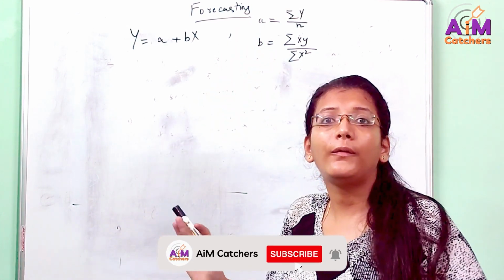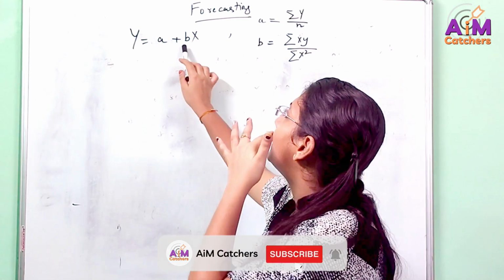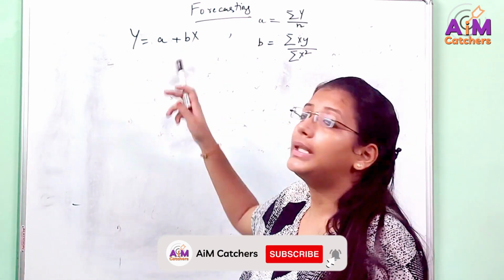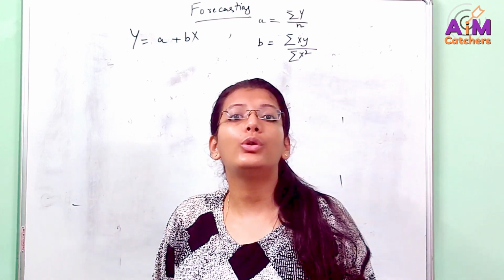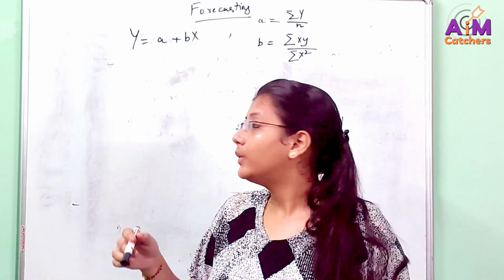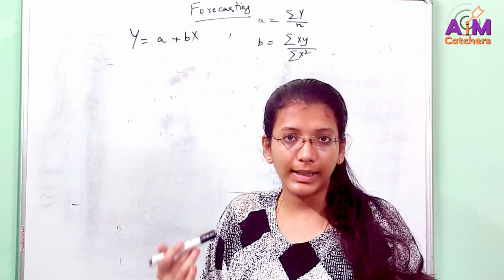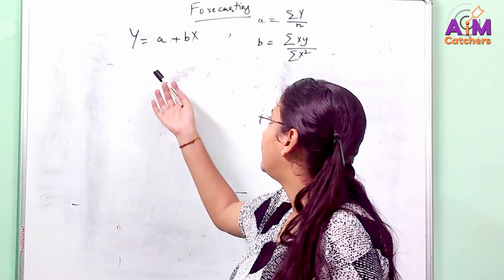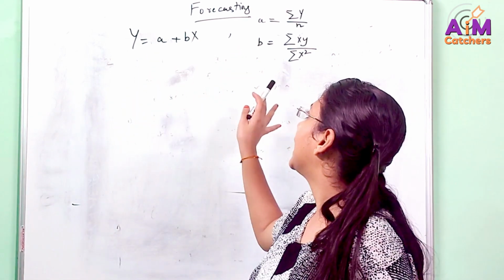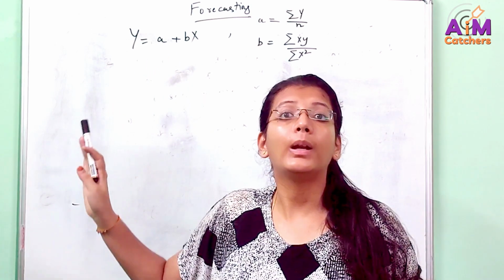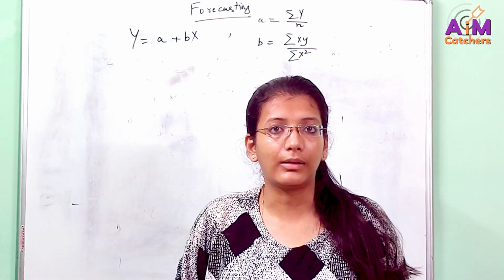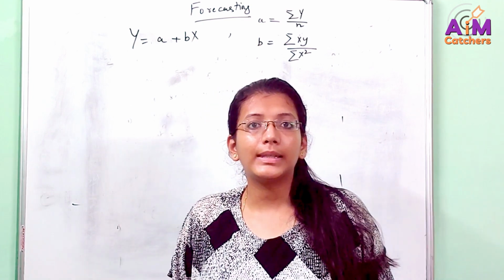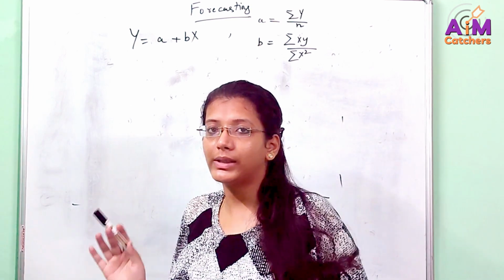Once you have the values of a and b, you can put them in this equation. x will be the forecasted year for which you want to find the sales. Putting the a and b values in this equation will help you find the value of sales for the forecasted year. So I hope you understood this. Then we can move to the example. Please copy this formula down.